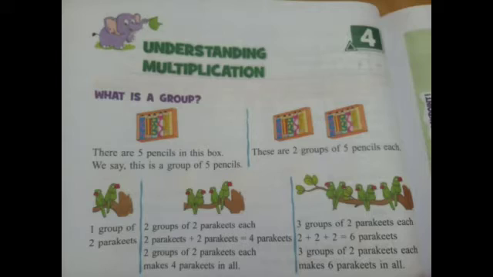But we can do it in an easy method. 5 in one group, 5 in another group. 2 times 5 is there. 2 fives are 10. So here we are going to use tables. In this lesson we are going to learn about the 2 table and the 5 table.